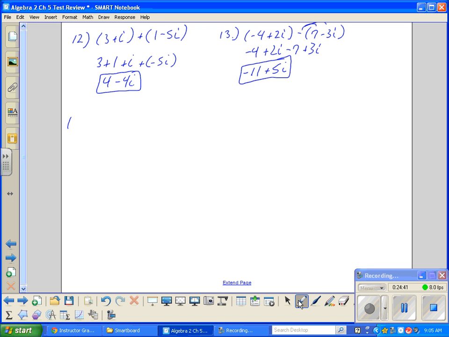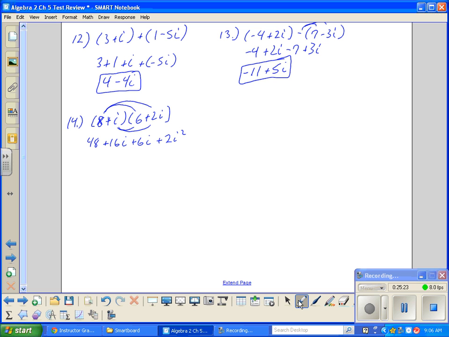Okay, number 14. We got 8 plus i and 6 plus 2i. And so that's just a multiplication, multiplying those two binomials. So we're going to FOIL. So first terms, 8 times 6 is 48. Outside terms, plus 16i. The inside terms, i times 6, plus 6i. And then i times 2i will be plus 2i squared.